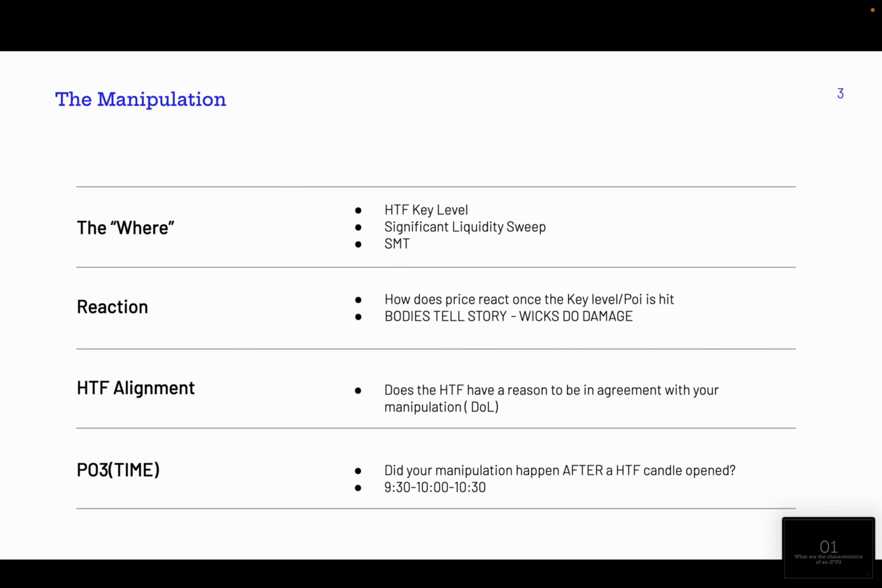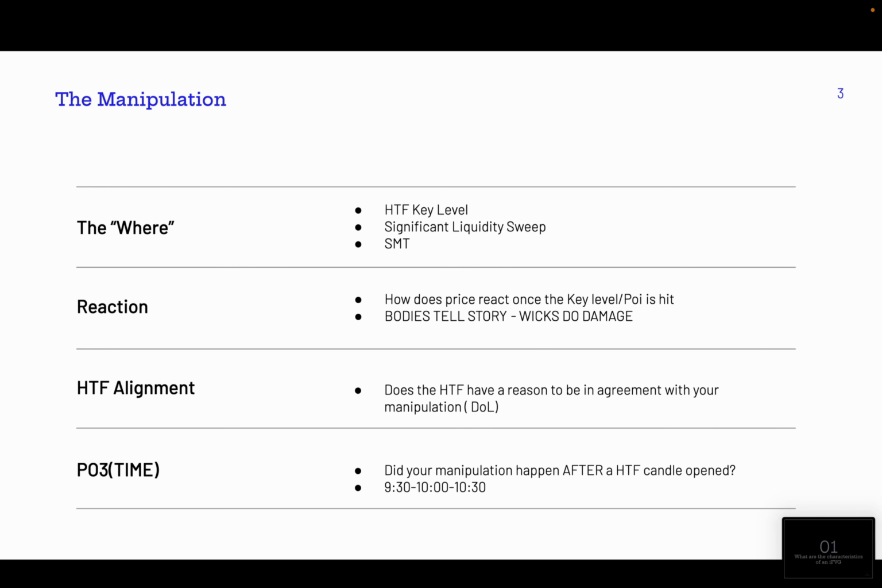And then high time frame alignment. Obviously, no trade is going to win if the high time frame is super bullish and you're taking a bearish setup. It's just not going to happen, right? The low time frame will lose every single time. So obviously, base that manipulation on the high time frame trend. If we're bullish, find bullish manipulation.